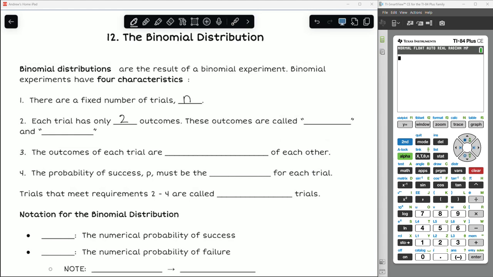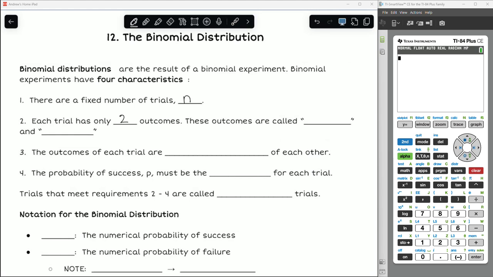For example, if I'm drawing cards from a deck, I can have my two categories be a queen and not a queen. There are more than just queens in the deck, but I'm only looking at the deck in terms of two outcomes, queen and not queen. And so that would behave as a binomial.